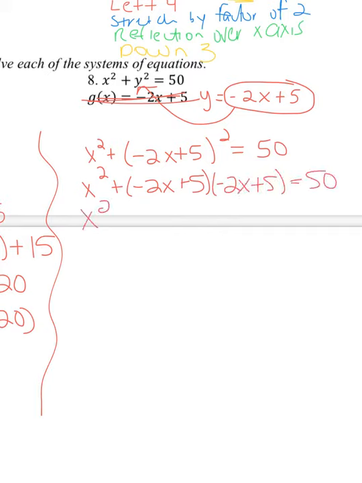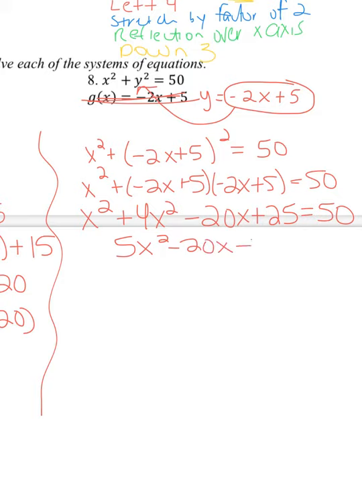So when I double distribute that, I should get plus 4x squared minus 20x plus 25 equals 50. And then I'm going to combine like terms and subtract the 50 over. So my equation is now 5x squared minus 20x minus 25 equals 0.